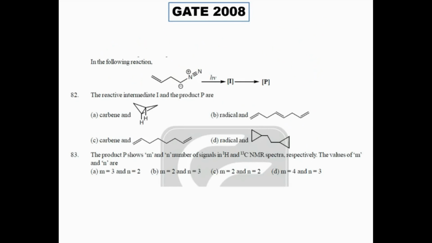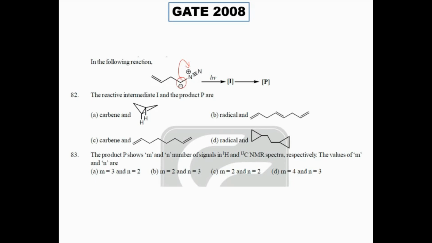In the following reactions, you'll be having a reactive intermediate. So first, in the intermediate form, when you heat it, what will happen? The nitrogen will go out. Nitrogen is a very good leaving group. It will go out, and you will have the formation of a carbene.